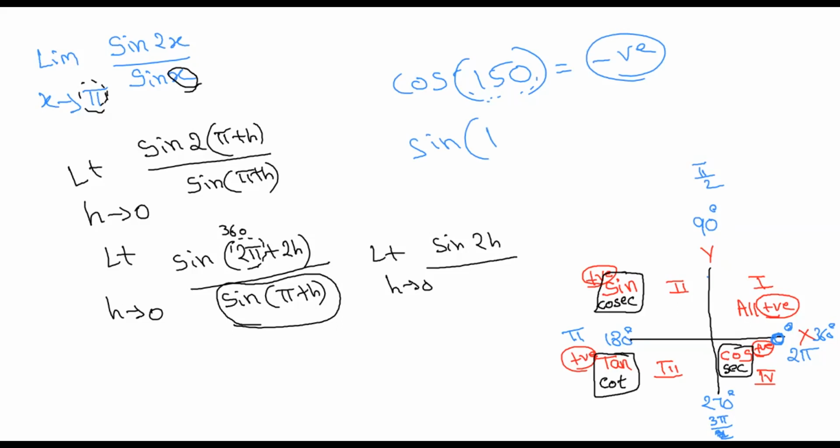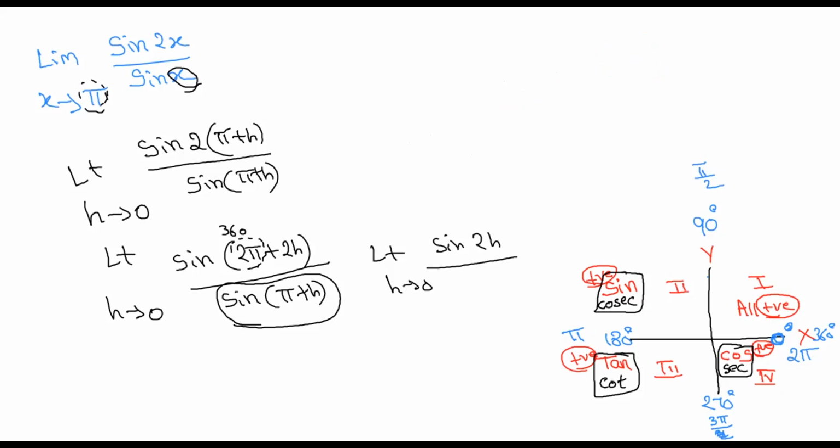Sine of 200, positive or negative? Negative, because it is in the third quadrant. Like this, depending upon the angle, you will know in which quadrant it lies.